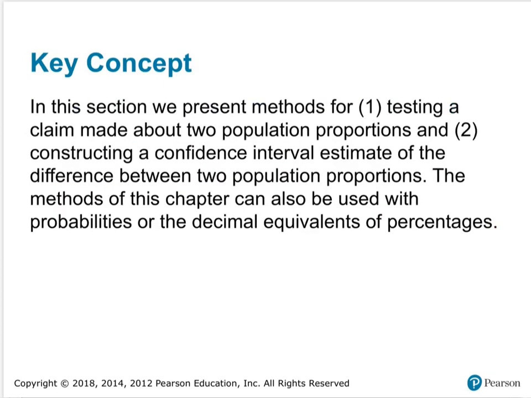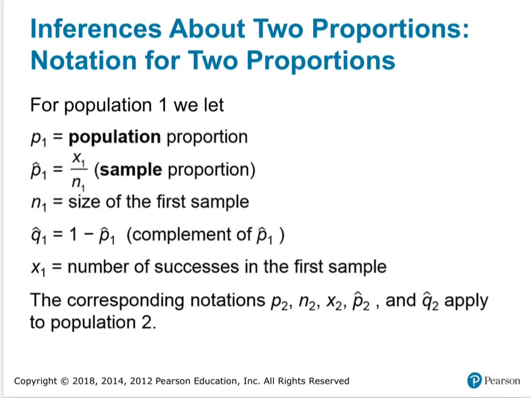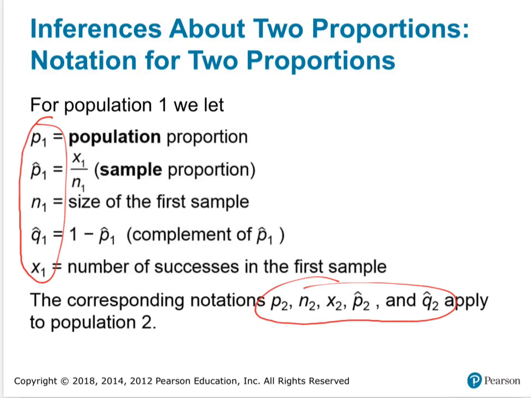So, methods for testing a claim made about 2 population proportions and confidence intervals. Same thing. Hypothesis test, confidence. That's the heartbeat of statistics. We're doing those the rest of the way. So now there's going to be P1, N1, Q1, X1, and then P2, N2, X2, Q2. It actually isn't much harder. It's just the same thing. You're just doing it twice.